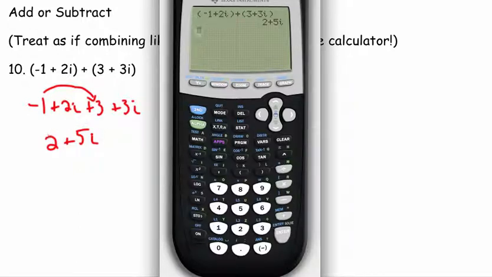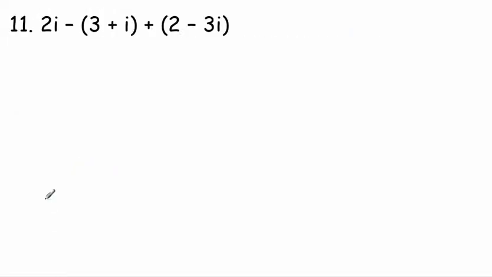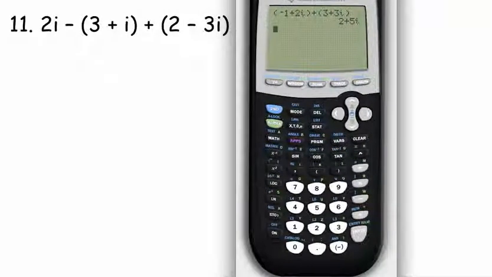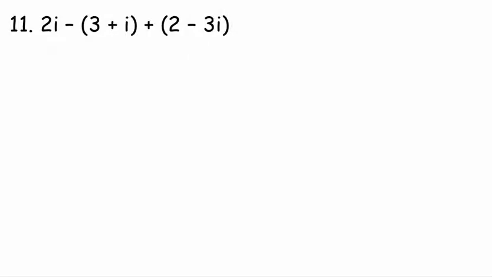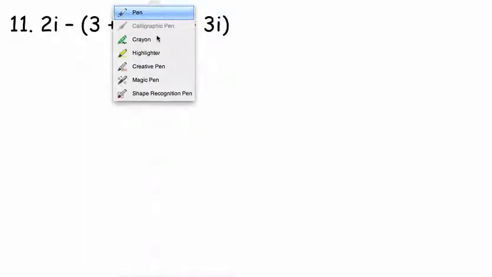Now, let's go to the next example. Okay, so I'm just going to go straight to my calculator on this one. I have 2i minus, open parentheses, 3 plus i, close parentheses, plus, open, 2 minus 3i. So this should come out to be negative 1 minus 2i.